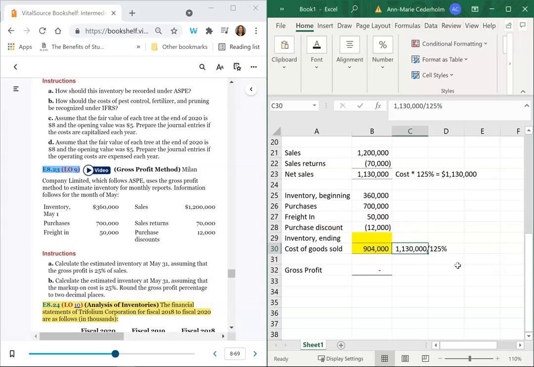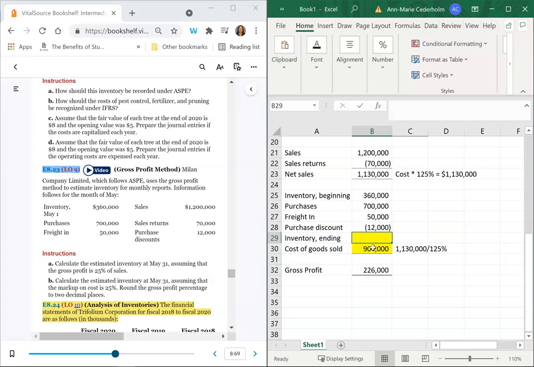So 125%. So now that I have my cost of goods sold, I can calculate my gross profit to be net sales minus cost of goods sold. And so my gross profit is 226.